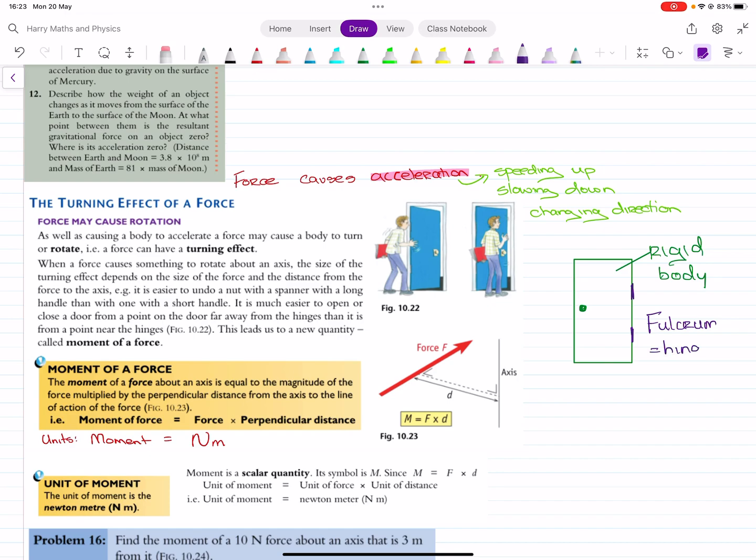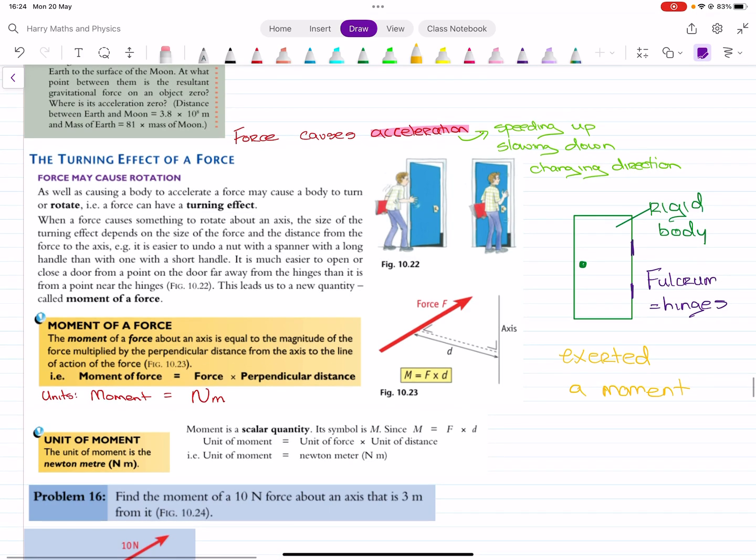Yeah, so it rotates about the hinges. If you exert a force on this door, like if you push the door, instead of causing it to speed up or slow down, what you will cause it to do is rotate. And if that happens, what you have done is you have exerted a moment. So a moment is a force that causes a rotation.